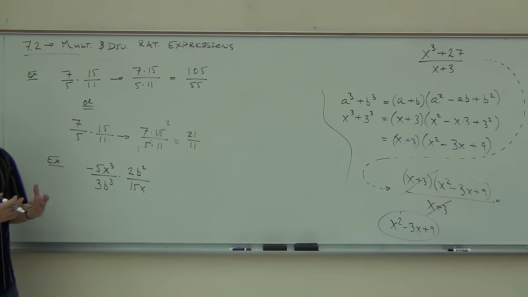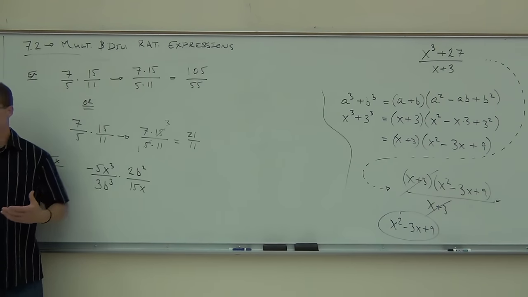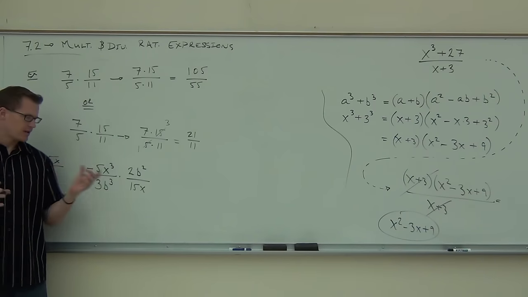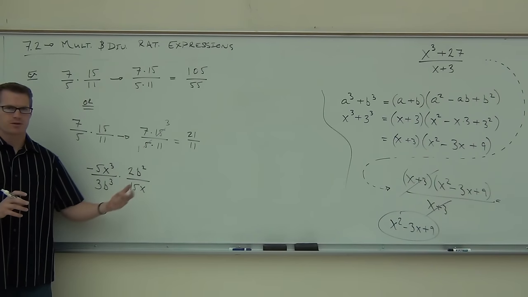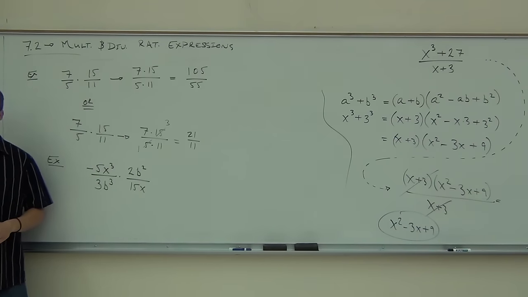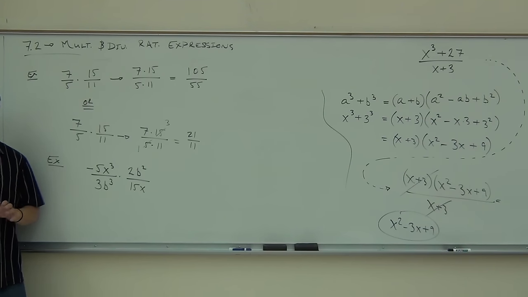First thing. Notice we do have multiplication. They're fractions. They're rational expressions. We only have one term on each numerator and denominator, though. That's fine. We can still go about and multiply these together and simplify them. So here's what we're going to do. Here's a step I do need to see from you.